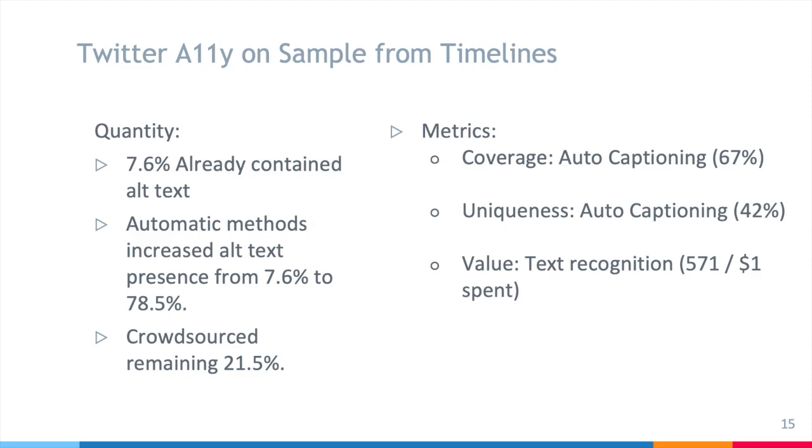If we evaluate on different metrics, automatic image captioning provided the most alt text for images and was able to provide alt text for images that other methods could not handle. Text recognition also produced many high-quality descriptions relative to the amount of money it costs to use these external services.